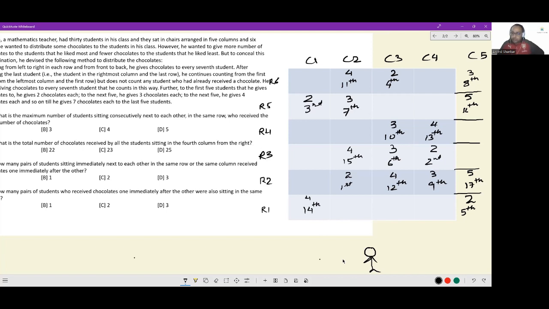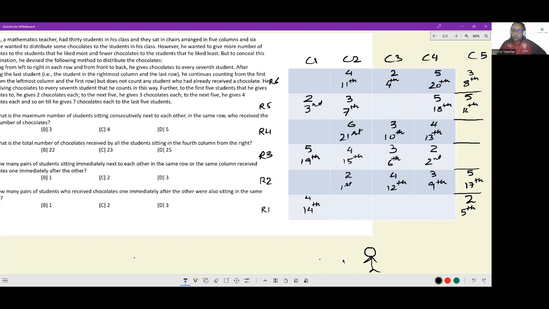Then 2, then 3, then 2. Again 5, and this is the 18th person to receive it. 2 and 3 and 1 and 1. 5, and this is the 19th person to receive it. 1 and 3, 4, 5, 6, 7. 5, and this is the 20th person to receive it. 3, 1, 1, 5, 2. This fellow will get 6 chocolates. He's the 21st person to receive it.